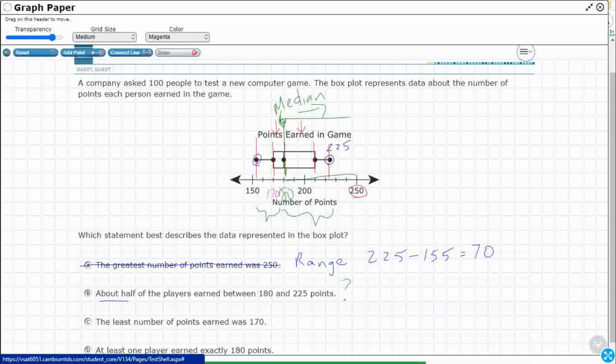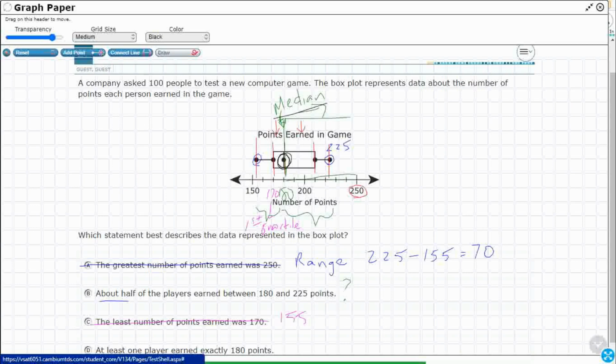This is what we call my first quartile. So this 170, I'll write it down here as my first quartile. It shows you that boundary between the first and second chunk of data. So now my least number is going to be that 155, or whatever I guess that was. So it's not C. And then, at least one player earned exactly 180. Okay, so here's my 180. Remember that one is, and I'll change that to black, that's my midpoint right there, my median.